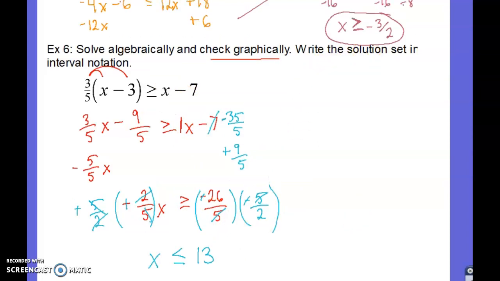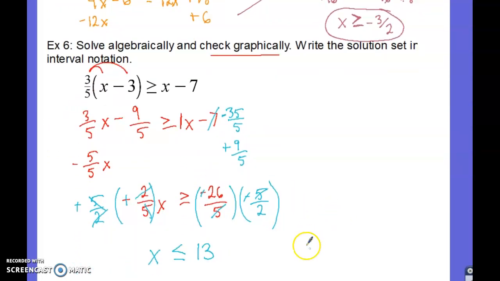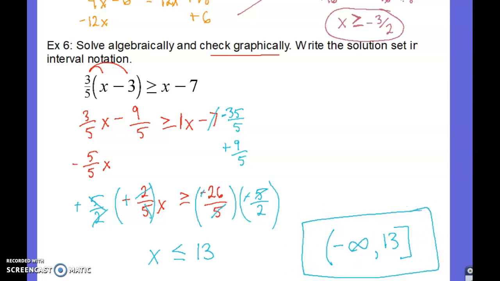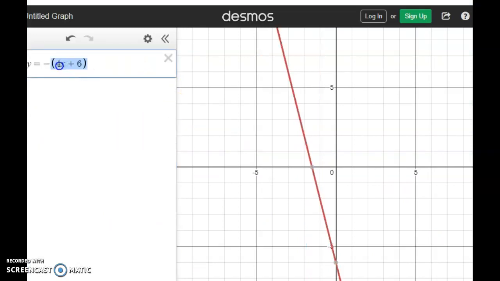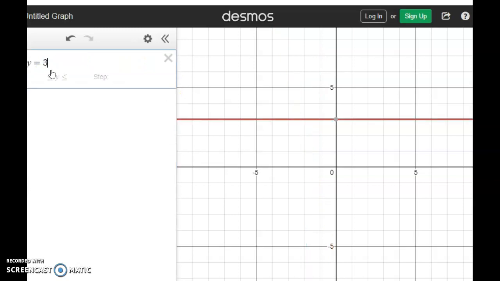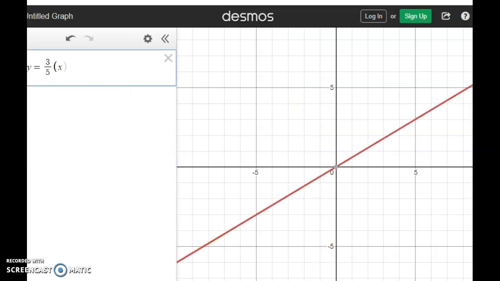I think I forgot to answer the earlier one in interval notation. It doesn't tell you to. So interval notation, because it's infinitely to the left, you would say negative infinity until you get to 13 with a bracket. All right. Now let's check with Desmos. So I can pull up Desmos and cross all this stuff out. It was 3/5 times x, I already forgot what it was, minus 3.